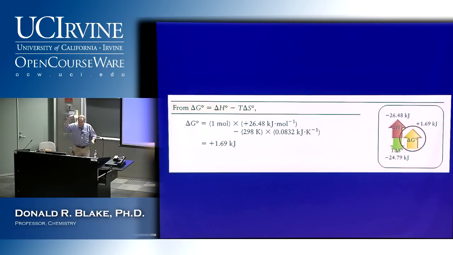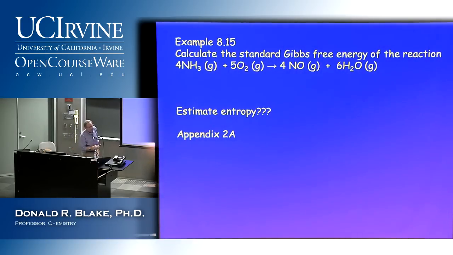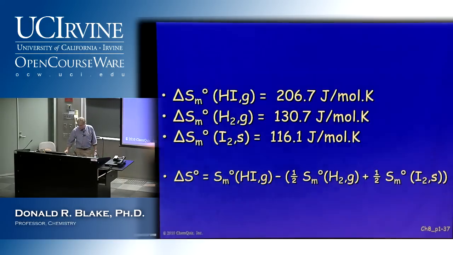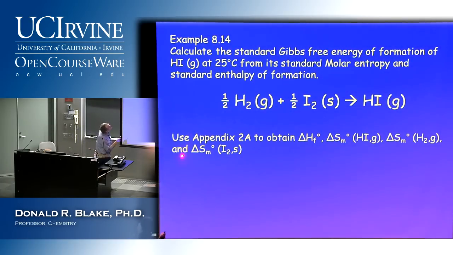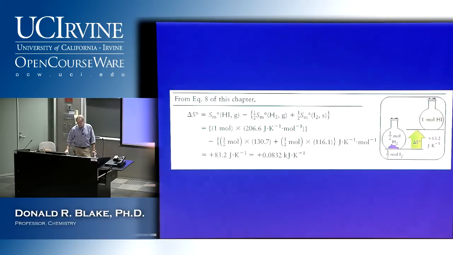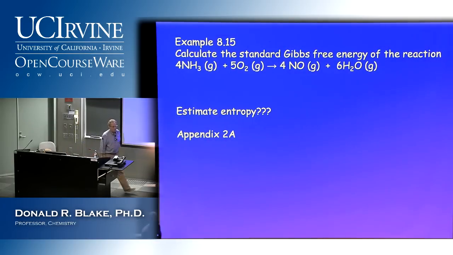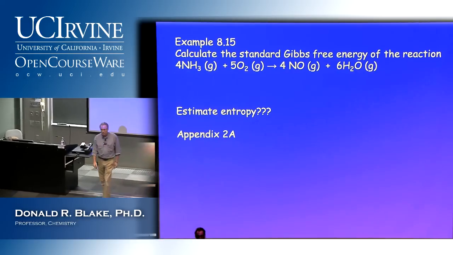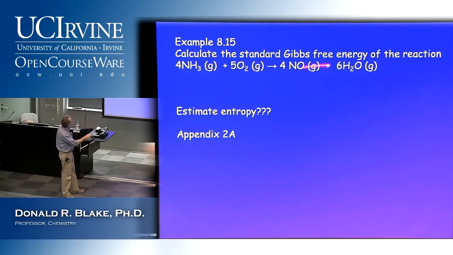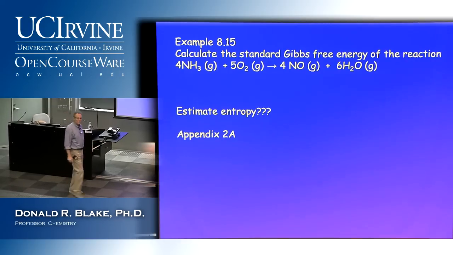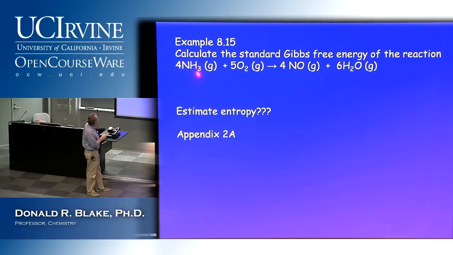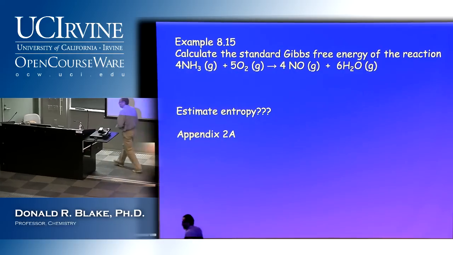Now, folks, this was a question right out of your text. So when I give an example like this, you can just turn to your book, and it is example 8.15. Now, on this one, we had to figure out what the delta H's and delta S's were. But in that table 2A, they also give delta G's. It's kind of cheating, but they give delta G's. So in this reaction right here, you can just go to that appendix and look at what is the delta G for NH3, for O2, for NO, and for water.